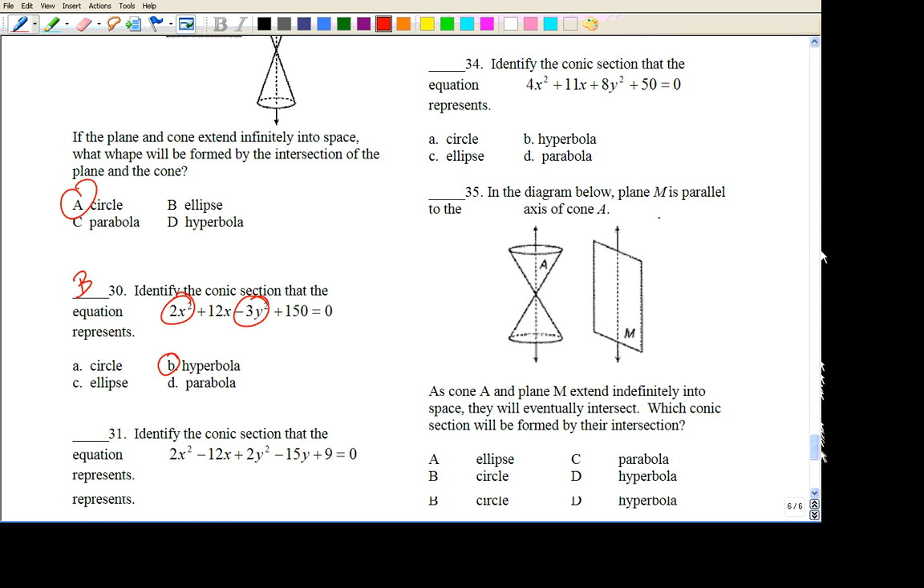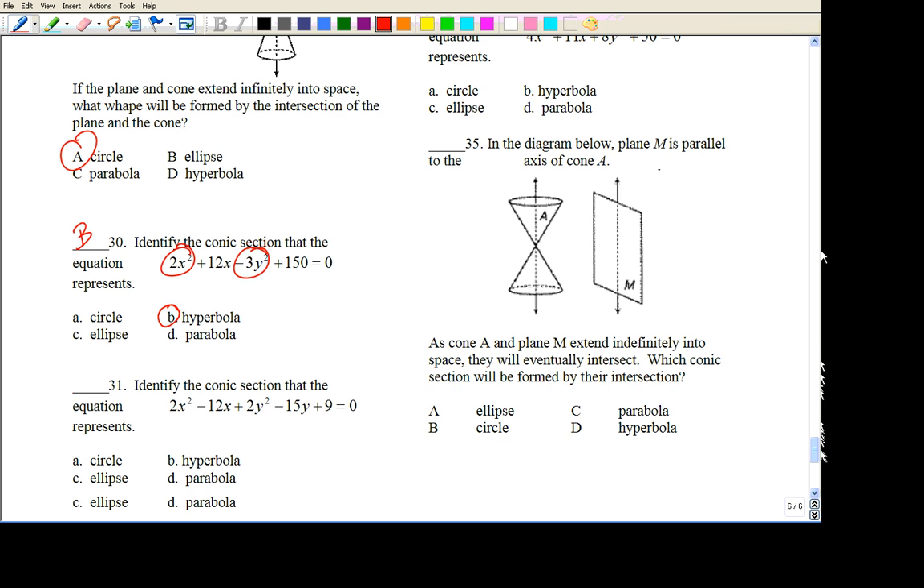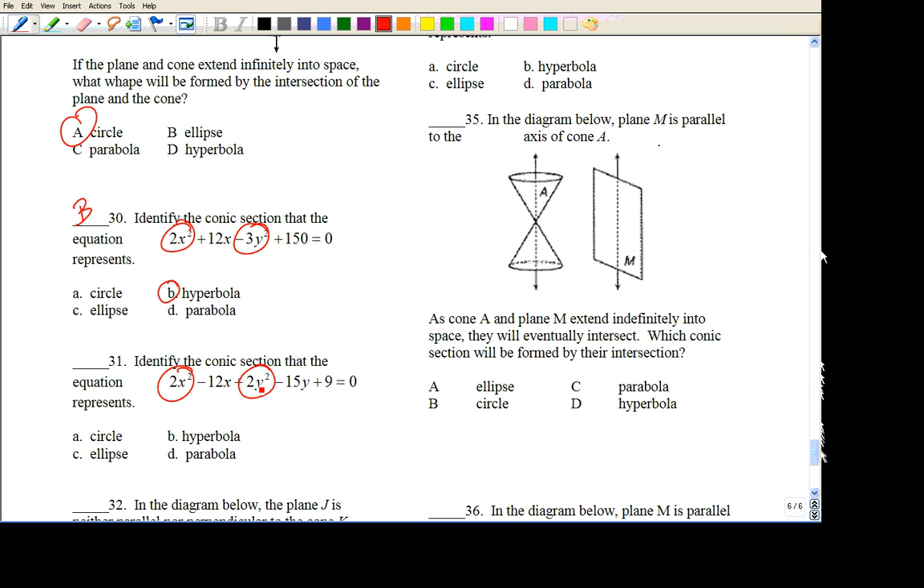On number 31, we're going to identify this conic section. So all you have to do is look at the squared terms. So we have 2x squared plus 2y squared. Whenever you have the same sign and it's the same coefficient, so these are both positive 2, that's the same all the way around, so that would be a circle.